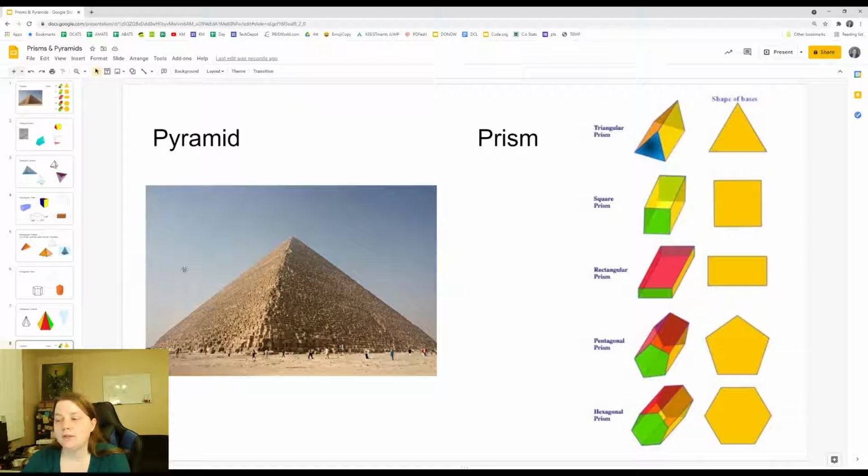So again, we have pyramids, which have a sharp tip, and then we have prisms, which is one base that is extended out a certain distance.